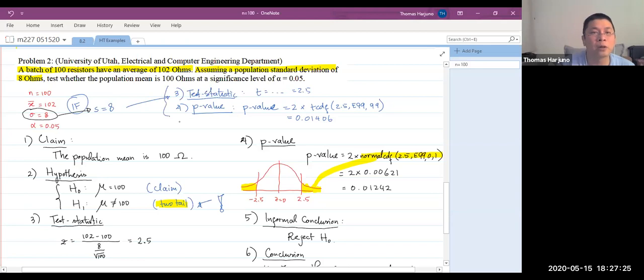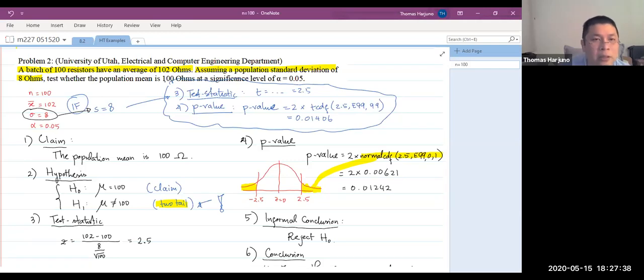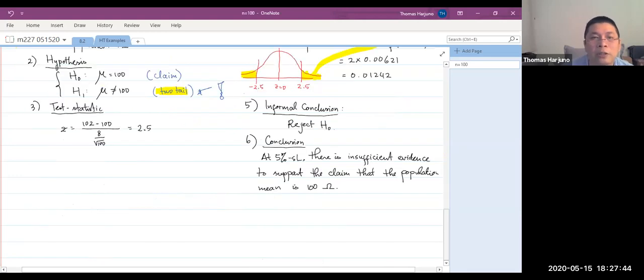Now, I hope you see the difference between when the population standard deviation sigma is known and when we replace that by S, the sample standard deviation. Now let's go on. Other questions. The following is from New York University School of Business. Give me a second, let me quote that.